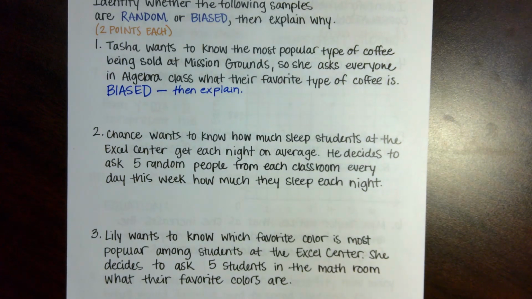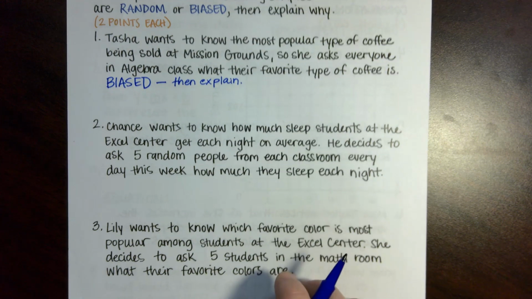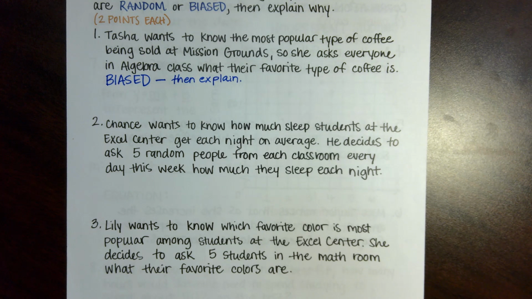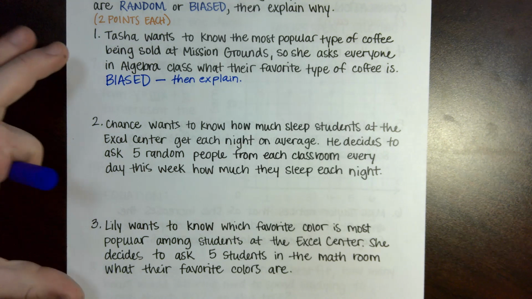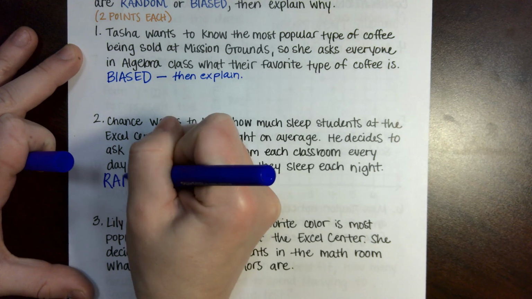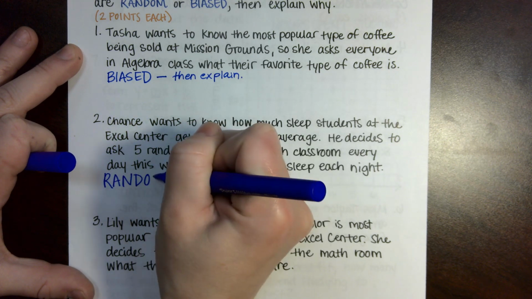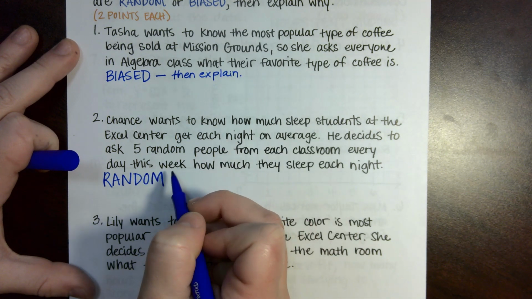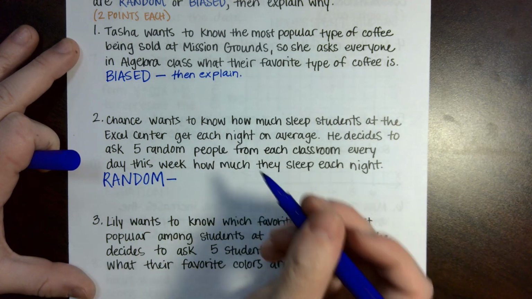Okay. Number 2. Chance wants to know how much sleep students at the Excel Center get each night on average, so he decides to ask 5 random people from each classroom every day this week to see how much they sleep each night. What is that? Random. Good. That's a really smart way to collect data. All these questions, we need to answer why. Yes. You need to tell me why.